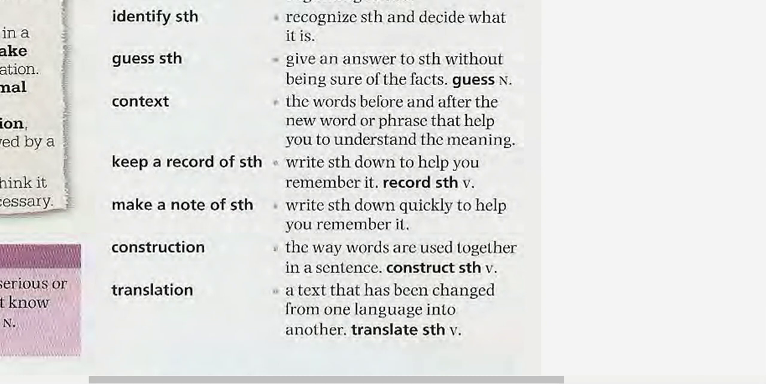Construction ساختار هستش. Structure هستش ساختار. Construction ساخت و ساز هم معنا میده. Construct something یعنی ساخت و ساز کردن چیزی، ایجاد کردن چیزی. توضیحش میگه the words are used together. یک روشی از لغت‌ها که استفاده میشن با هم دیگه in a sentence در یک جمله میشه construction یا ساختارش یا همون structureش.